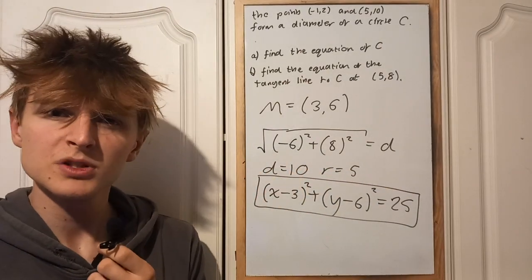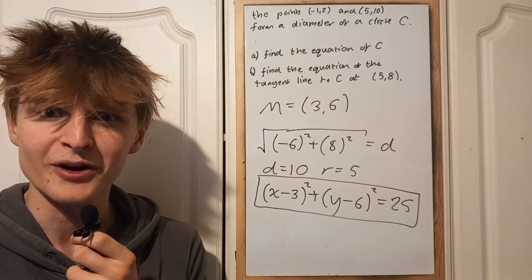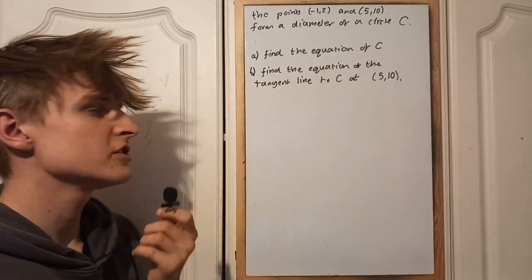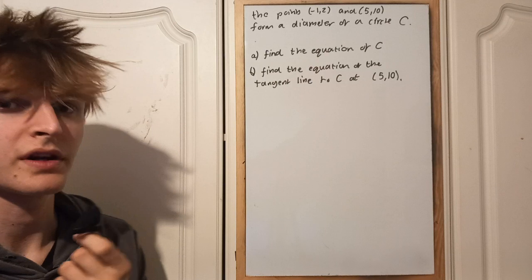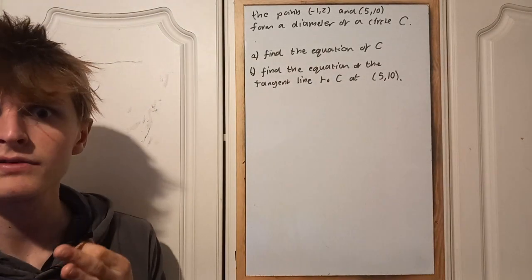Whew, not too much work, not too bad, right? Right, now let's do part B. This is the fun part. Okay, so part B goes like this. Find the equation of the tangent line to C at (5, 10). Okay, let's remind ourselves what it means for the tangent line at (5, 10) to the circle.